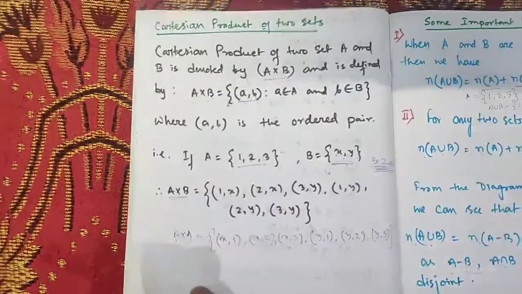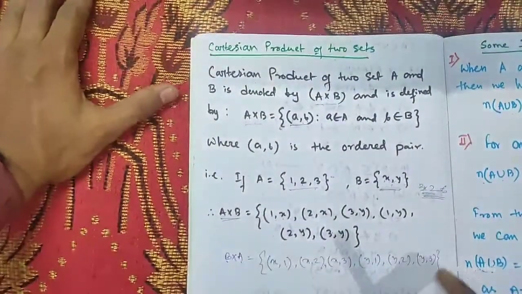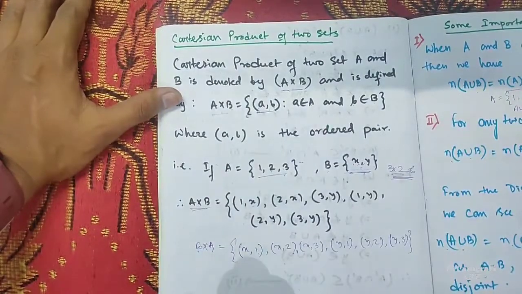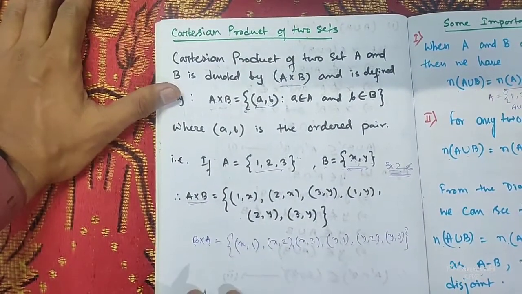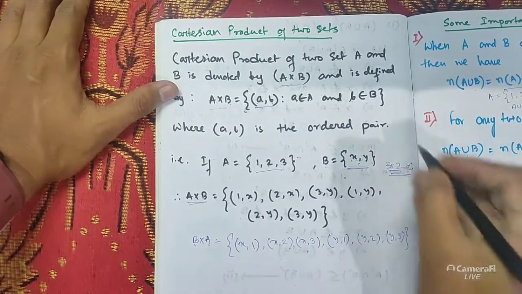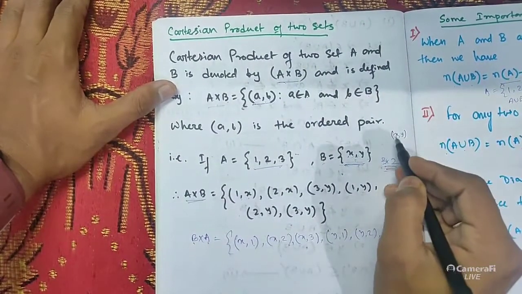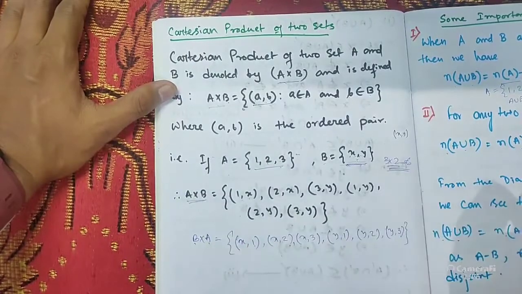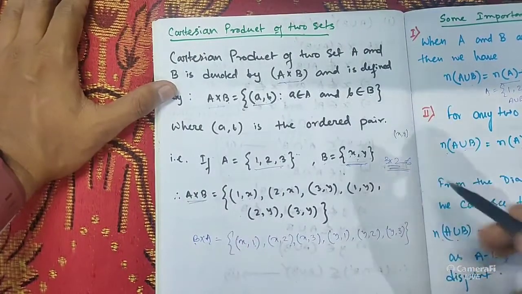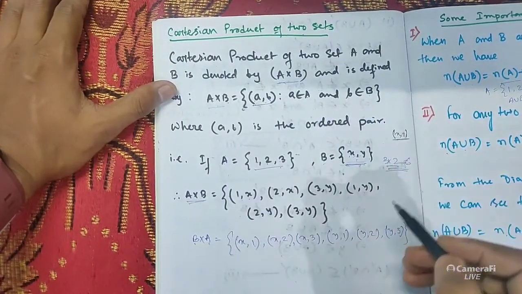Okay, the next one, Cartesian product of two sets. In class 10, you have already learned how to denote a point in the coordinate plane like this, x comma y, where x is the distance of the point on the x-axis, y is the distance of the point on the y-axis. So this x comma y is the coordinate of any point.